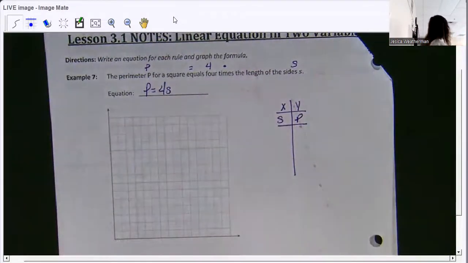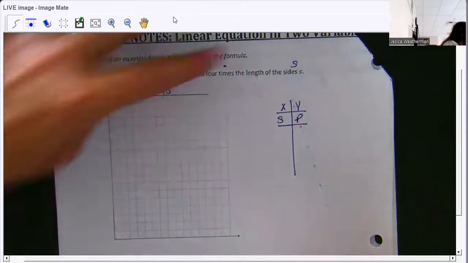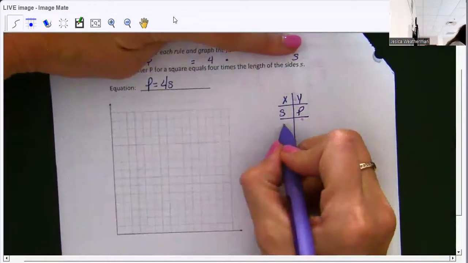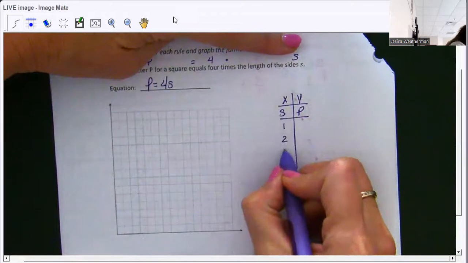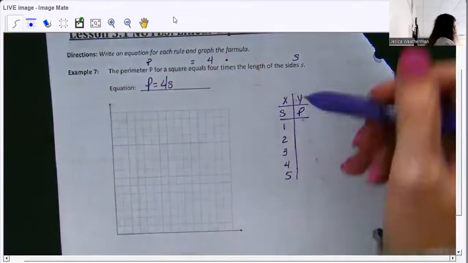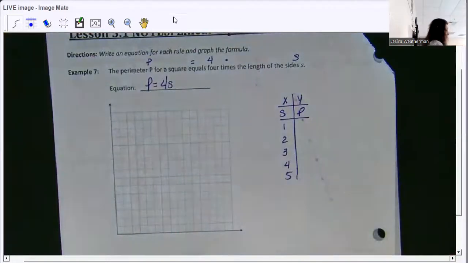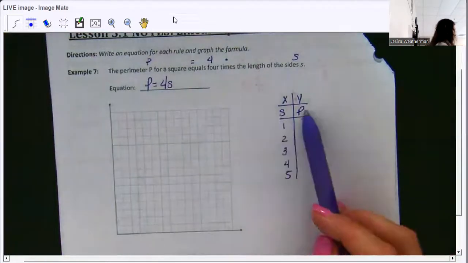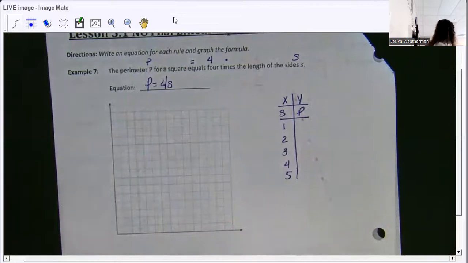Okay, so remember earlier I said I want negatives, 0, and positives. What's wrong with that though in this table? Yeah, we don't have negative measurements, so we're gonna do positive. And so all I'm gonna do here is the sides are gonna be 1, 2, 3, 4, and 5. Okay. And then I can figure out my perimeter. So now that I know what my X and Y is, I can label my X and Y axis.